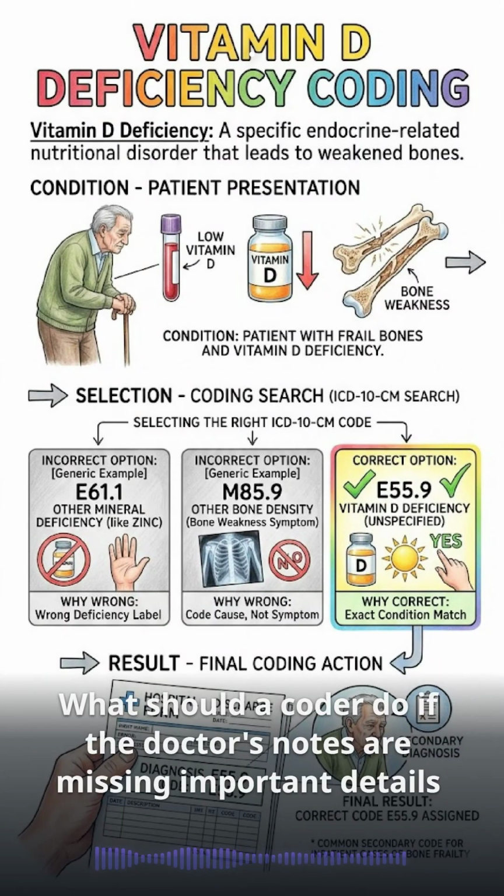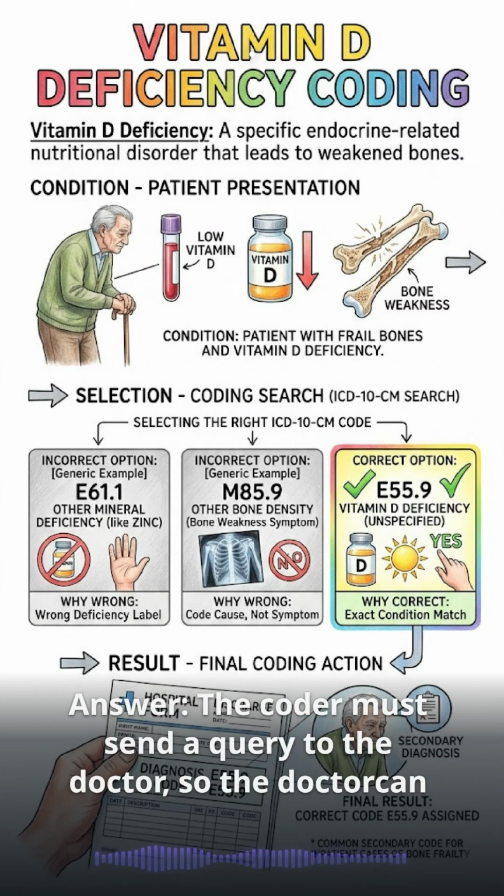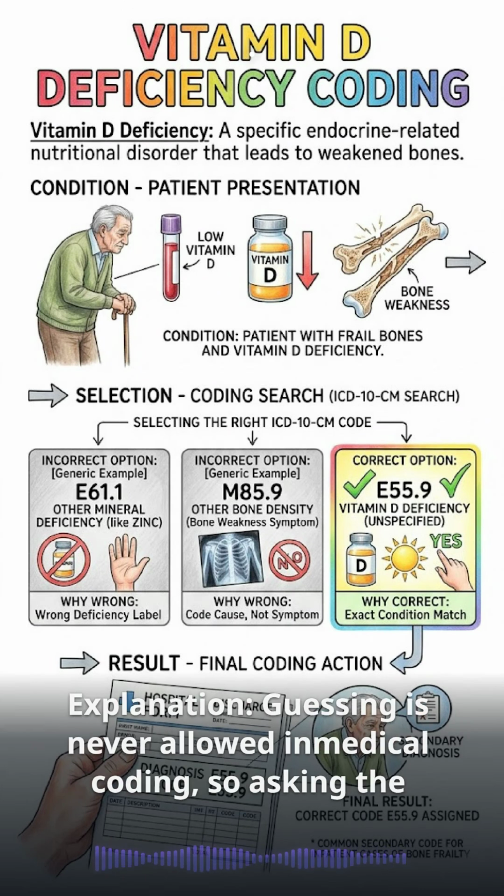9. What should a coder do if the doctor's notes are missing important details about a specific diagnosis? The coder must send a query to the doctor, so the doctor can clarify the missing medical information. Guessing is never allowed in medical coding, so asking the doctor is the only safe way to code.